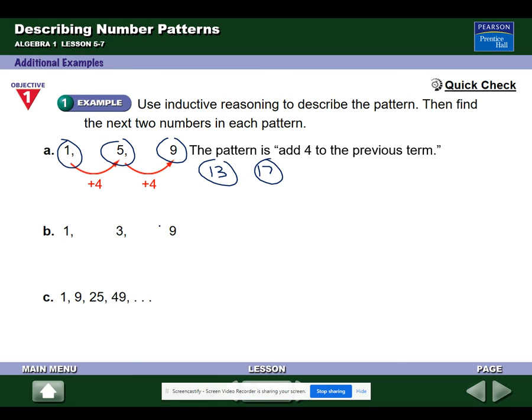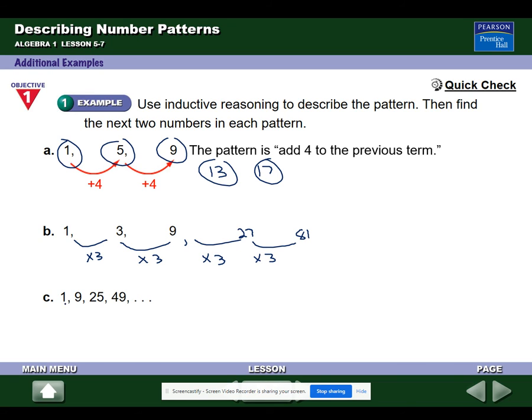What about 1, 3, 9? Think about how we could do that. See, from 1 to 3 you're only adding 2. 3 to 9, you're adding 6. This is not an arithmetic sequence, but we could still use inductive reasoning to figure out what the next two numbers are. Did you think of it? Pause the video if you don't want to know the answer yet. They're multiplying by 3. This is times 3. This is times 3. So the next number, if I multiply by 3, would be 27. If I do that again, times 3 would be 81.